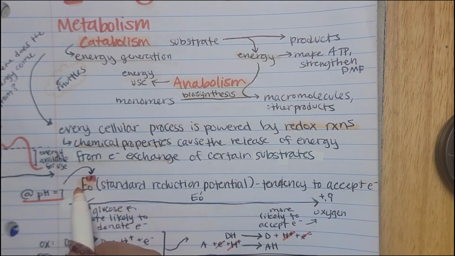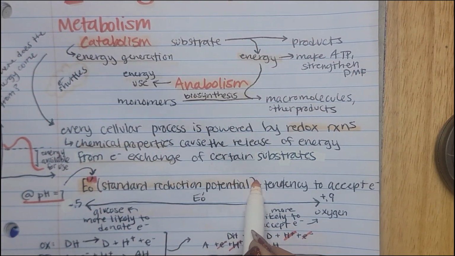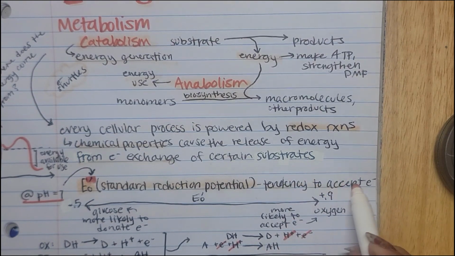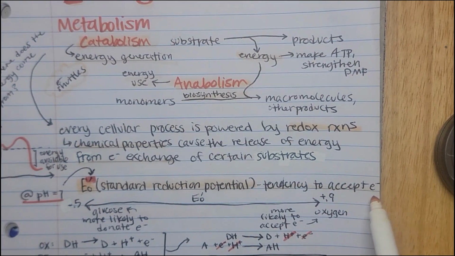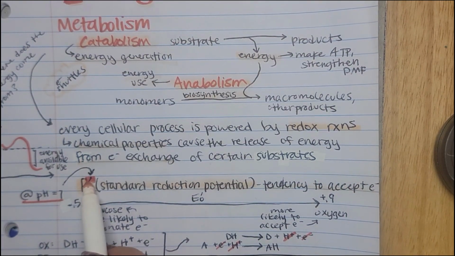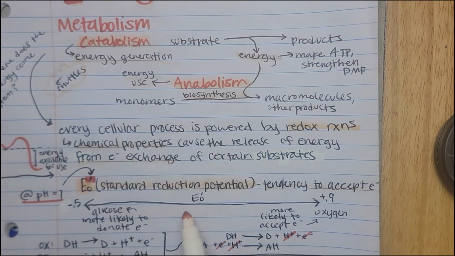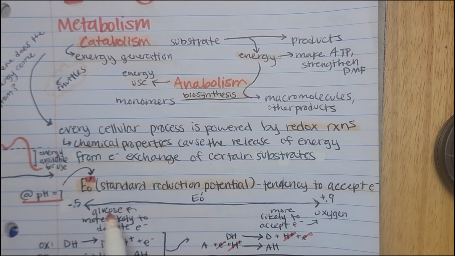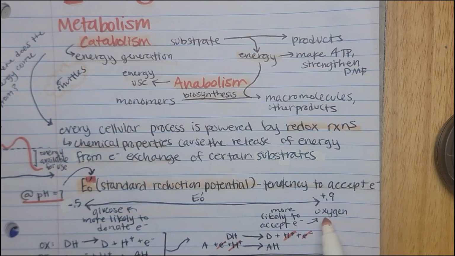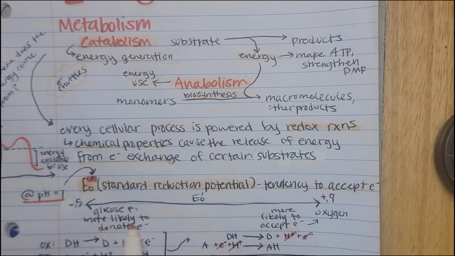And we learned this term, which is the standard reduction potential. That's the tendency to accept electrons, the tendency to be reduced. And this prime apostrophe means at pH 7. So something with a very low value, especially in the negatives, is more likely to donate electrons. But when it increases, then it's more likely to accept electrons.